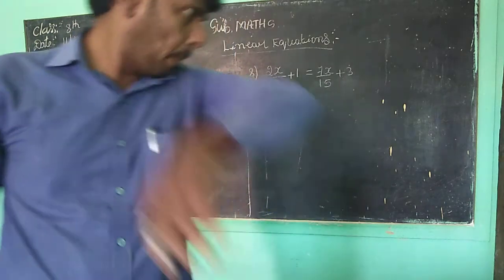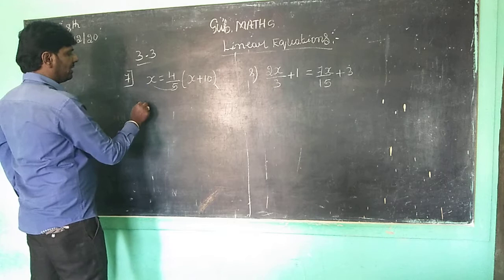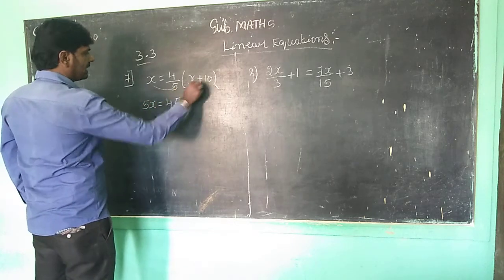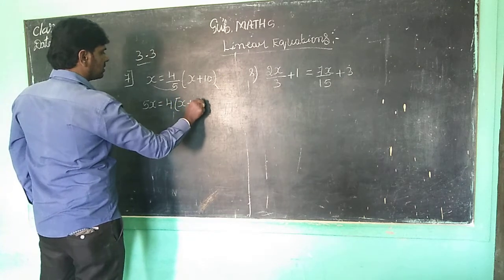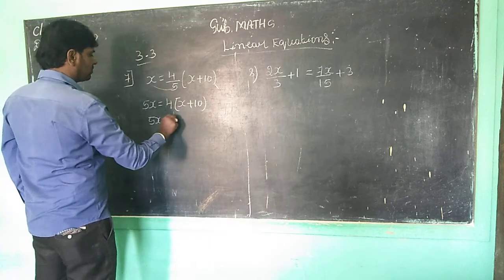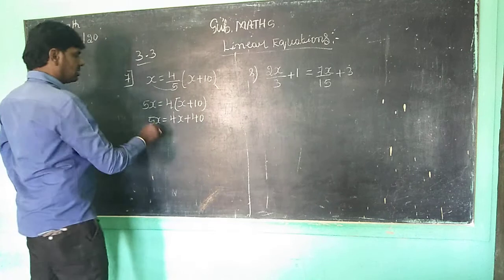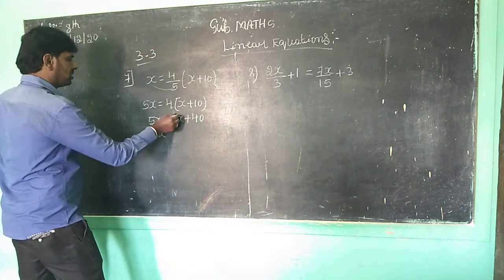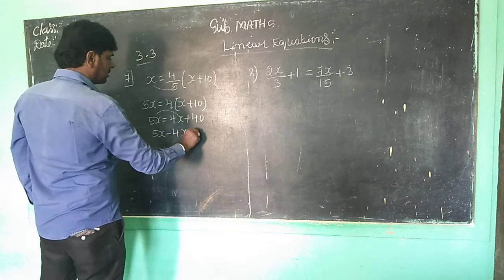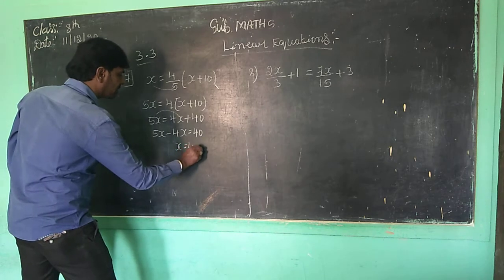Children, now we want to cross multiply with 5. 5 into x, 5x is equal to 4 into right hand side is x plus 10. Children, write 5x. 4 into x is 4x plus 4 tens are 40. Children, 5x. This 4x will transport into the left hand side, minus 4x is equal to 40. 5x minus 4x is equal to x is equal to 40.